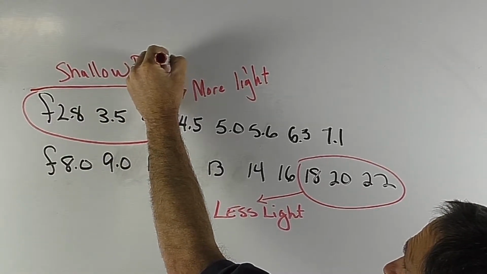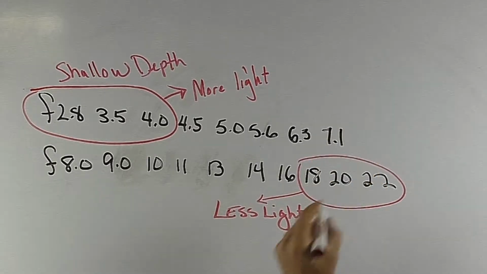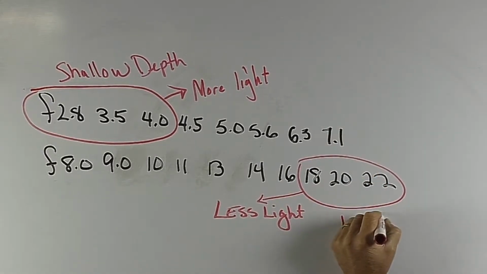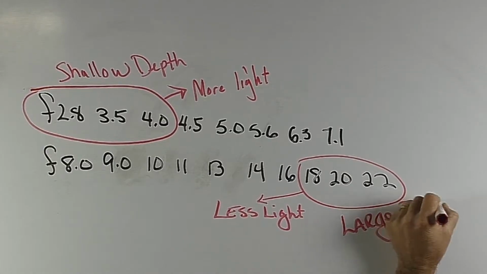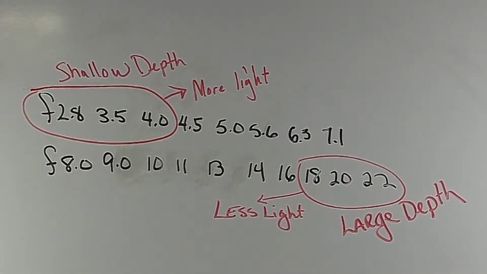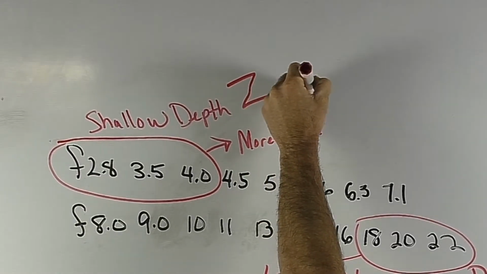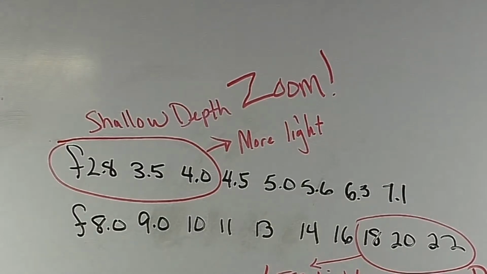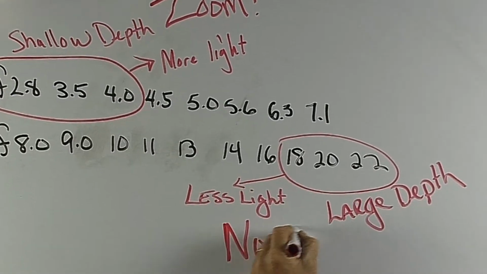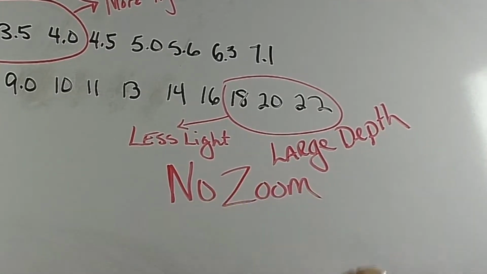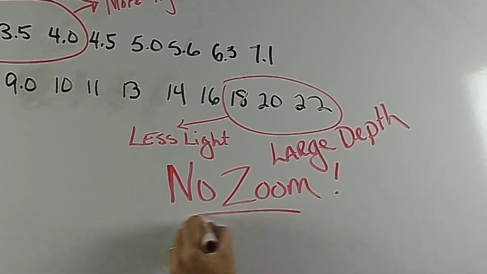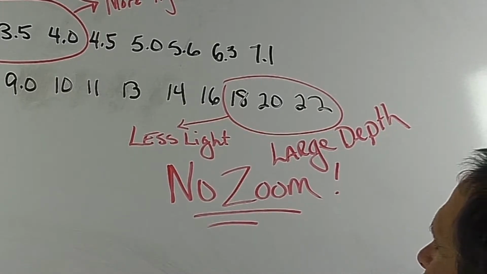At the end of the f-stop spectrum of your lens, you're going to have 18, 20, and 22. Those would be the largest numbers. They're going to let in the least amount of light, and they're going to create the largest depth of field of any setting on your camera. When you want shallow depth of field, it helps to zoom if you can, because that will create the illusion of even shallower depth of field, creating what is known as a bokeh effect, a very blurry background. You don't want to zoom at large depth of field, so make sure to back that zoom lens off when you're trying to get large depth of field.